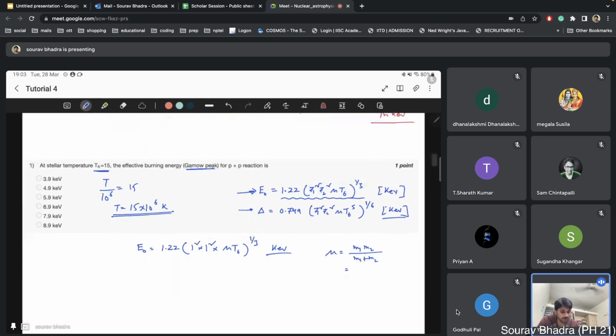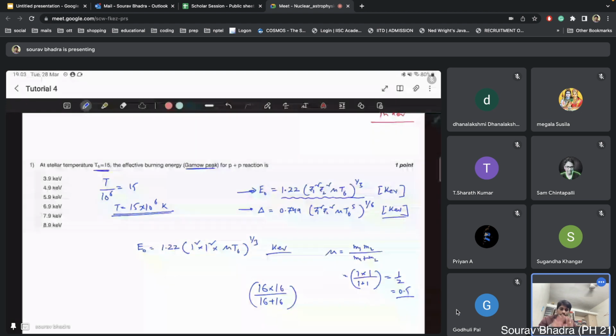So for a proton, your M1 is 1 AMU, right? So you just write 1. You don't have to put the AMU separately. So M1 M2 by M1 plus M2 will be 1 by 2, that is 0.5. If it is oxygen, then you have to put 16 by 16 plus 16. You don't have to put the value of AMU, because it has been taken care of already in that 1.22 factor. So 1.22, that mu is 0.5, and T6 is given 15, to the power 1 by 3 keV.